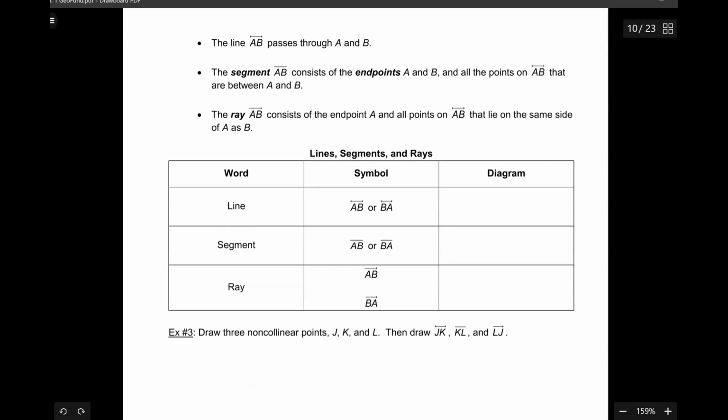All right, we're almost done with the lesson. The line AB passes through points A and B. So this is line AB. Here's point A. Here's point B. And the segment consists of the endpoints A and B and all the points on the line that are between. So this segment AB is just the part that's between. All right, it ends at A and B. And then the ray AB consists of the endpoint A and then all the points that are on it on the same side of A as B. So I start at A and then I go all the way over towards B. Notice there's an endpoint and then there's an arrow going all the way around.